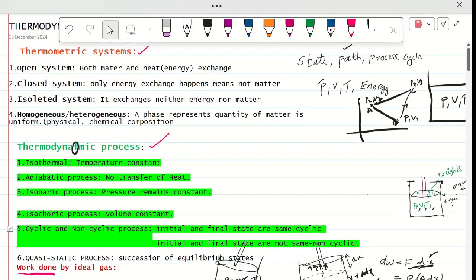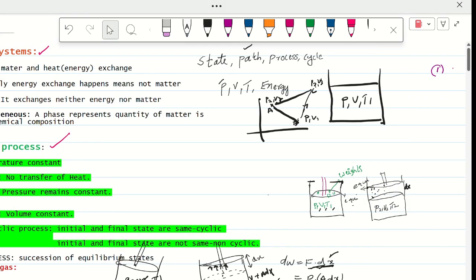So coming to system, the system is nothing but where the properties of gas, pressure, volume, temperature, and energy are changing. There are four types of system mainly: open system, closed system, isolated system, homogeneous and heterogeneous system. In our general example, to understand the system, surroundings, and boundary.